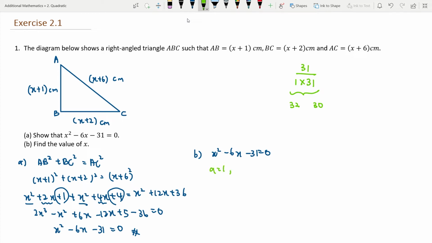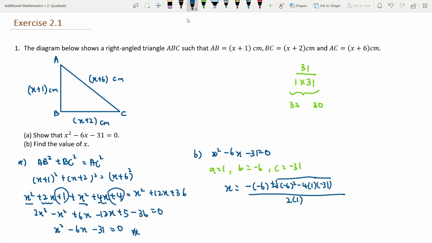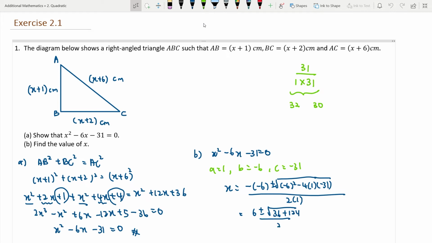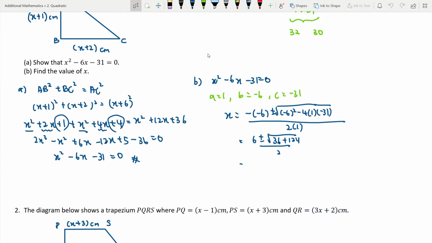Our a is equal to 1, b is equal to negative 6, and c is equal to negative 31. x is equal to negative b plus minus square root of b squared minus 4ac over 2a. Simplify the equation. We have 6 plus minus square root of 36 plus 124 over 2. And we will get 6 plus minus square root 160 over 2.